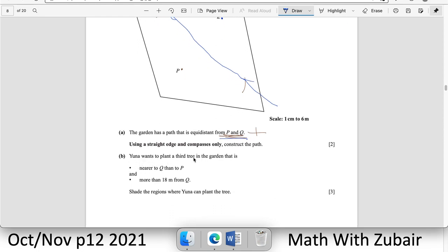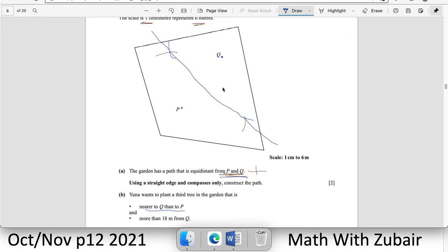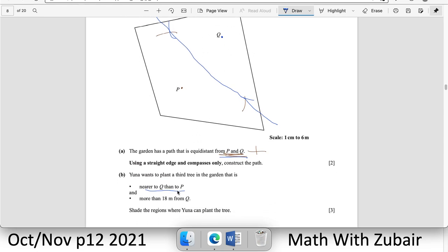B part says she wants to plant the third tree in the garden that is nearer to Q than P. Nearer to Q than P would mean that it lies on the right hand side of this line, nearer to Q than P. That condition is already done by the perpendicular bisector of PQ. And then it says more than 18 meters. So if it is 18 meters, solving this, cross multiply, x is 3.